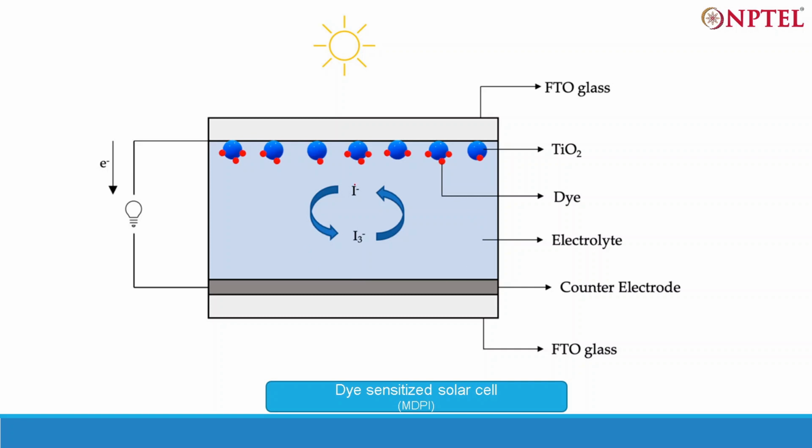This is the transparent glass cover, this is the TiO2, this is the dye, the electrolyte is there, the counter electrode is there, and there is a transparent glass. This is how the electron goes through. Please have a look, and if there are any questions, please feel free to ask.